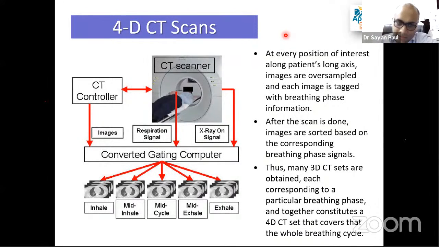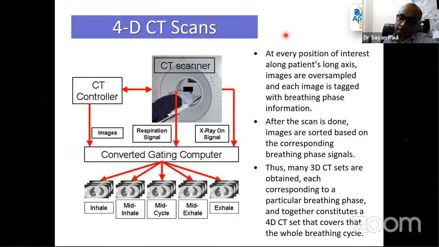So what the CT scan does is, in each couch position, it takes images in each phase. For one position, in the inhale phase you get a CT data set. For a mid-inhale phase, you get another CT data set.